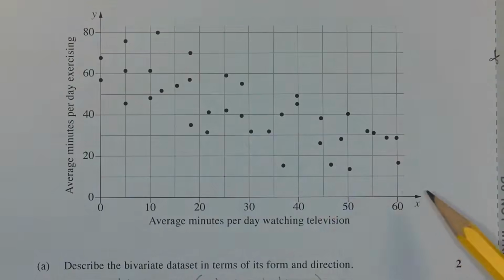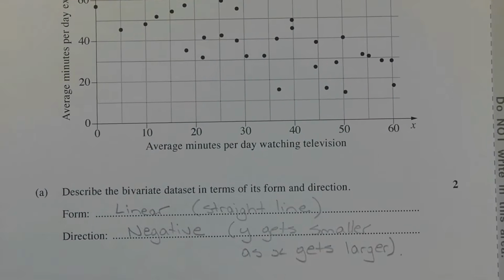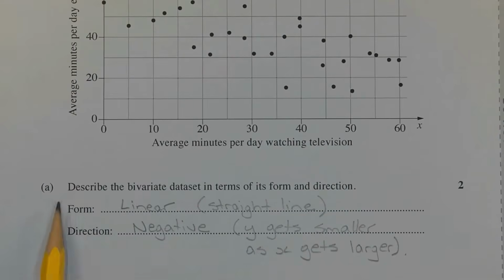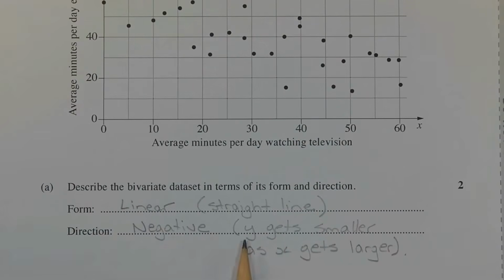So if we were to visualize a straight line, we can see that the straight line will have a negative gradient. So the direction is negative, and I've stated the answers here. So the form is linear or straight line, and direction is negative. Y gets smaller as x gets larger.